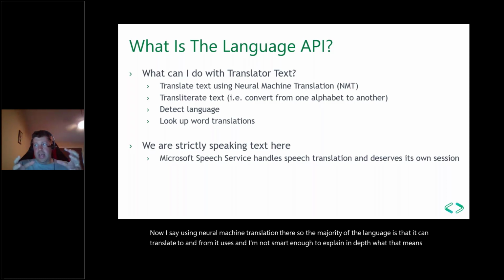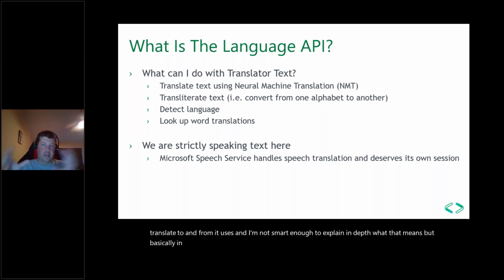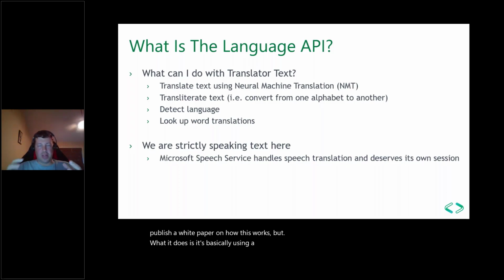But basically, NMT, those models aren't exposed. You're not able to go see that. Microsoft did publish a white paper on how this works, but basically it's using a neural network, more or less, to make a more precise translation. And according to their documentation, it's also faster.